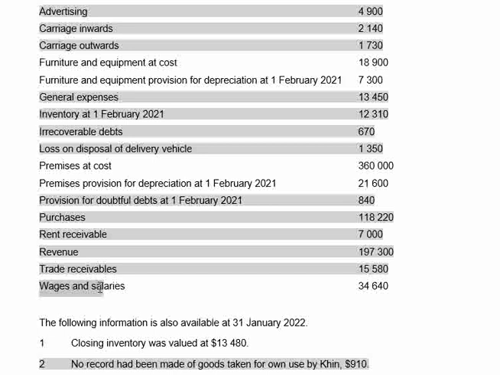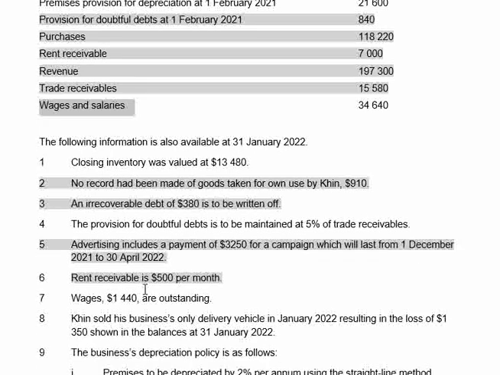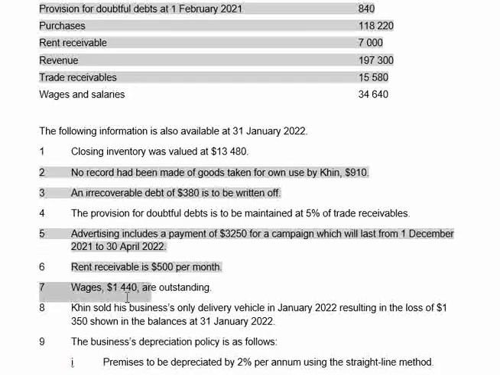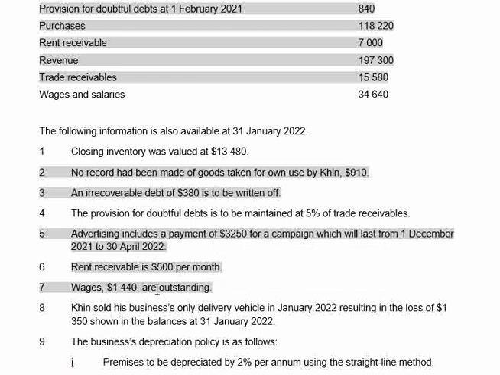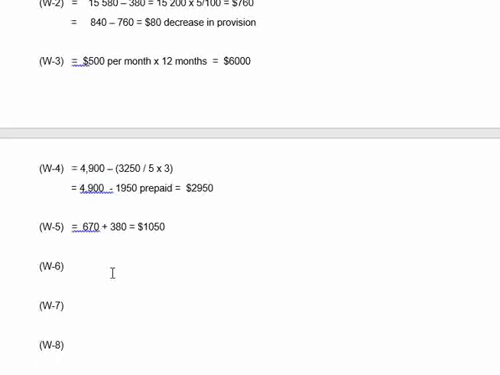Then here we have wages and salaries. This is our expense, but there is an adjustment there. This is adjustment number 7. It says that wages outstanding are 1,440. So you will make a working here, working number 6.